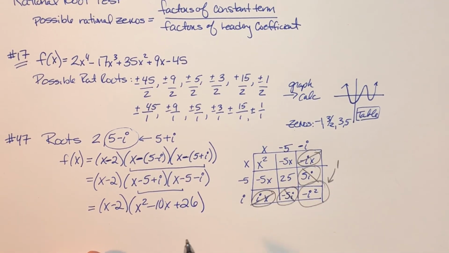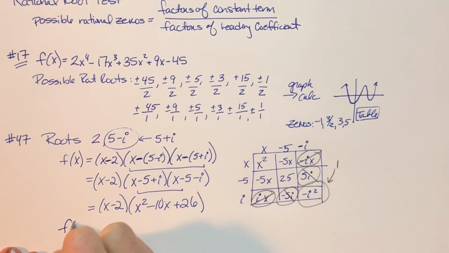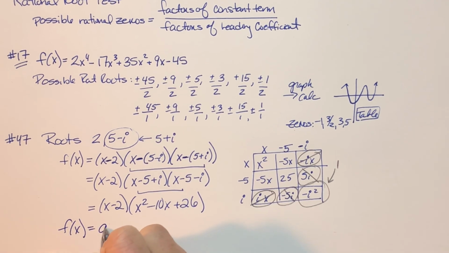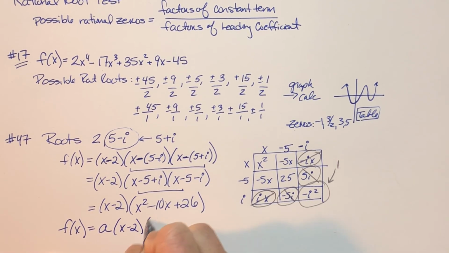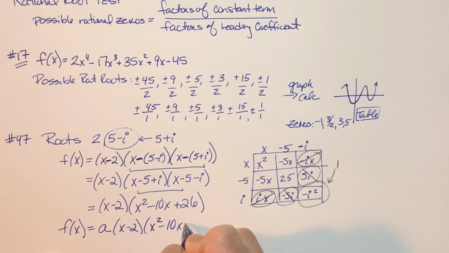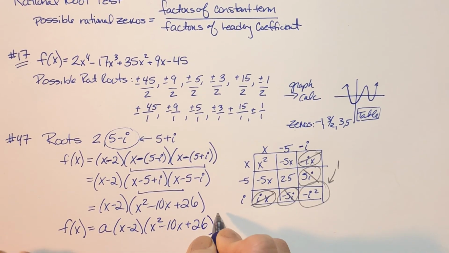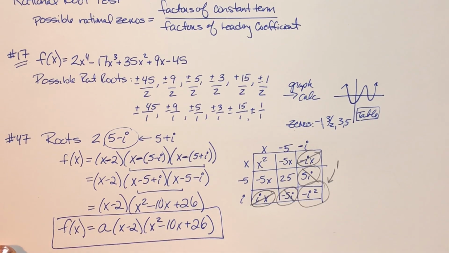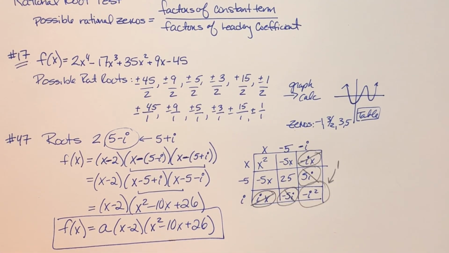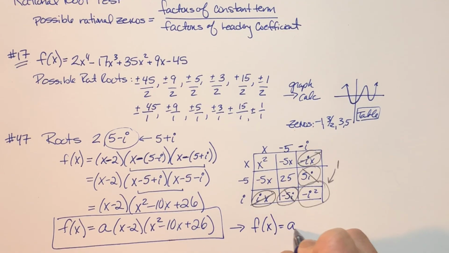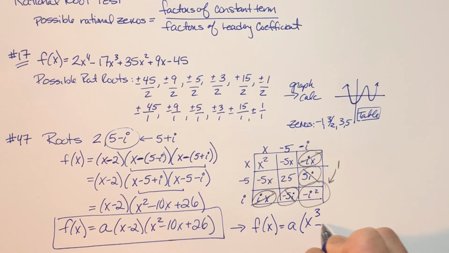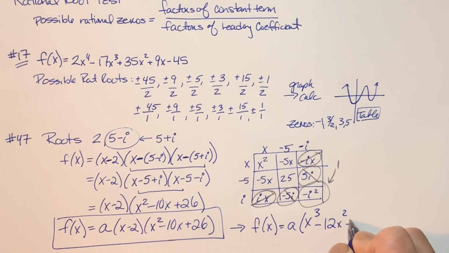Okay? Now, for me, that's where you could stop. For me, we could write our final answer as f of x is equal to some coefficient a. Let's use it as our placeholder because we don't have any more information about our problem. All right, so for me, this is where I would stop, okay? That's enough for me. Ron, our author, likes to go a step further, and he likes you to take this whole problem and FOIL it out to f of x is equal to a times the quantity, x cubed minus 12x squared plus 46x minus 52.